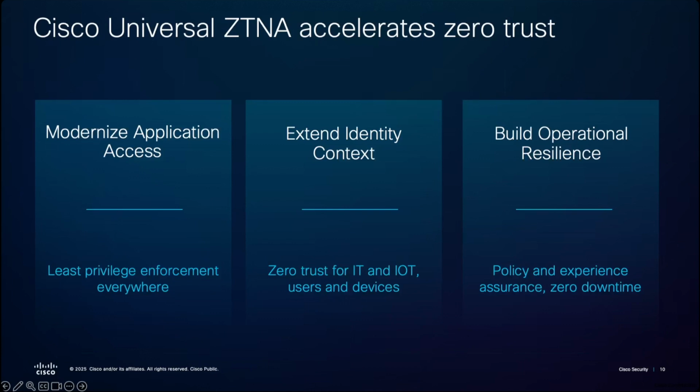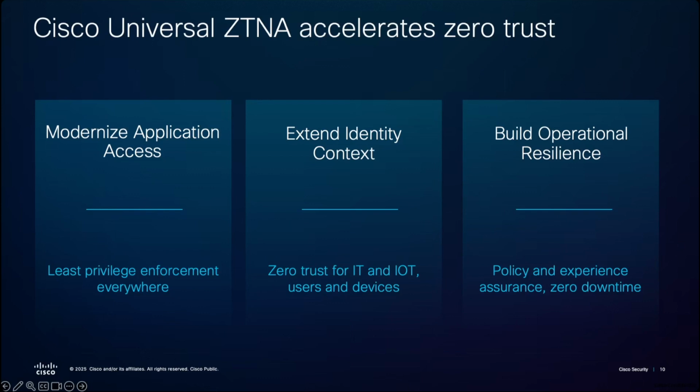Now, the second one is around extending identity context. As we think of identities, it's not just users who have identities, but also devices like IoT and OT devices, which have both users and devices. We have to be able to create and extend identity context across all of these things, meaning both users and devices, so that as the risk changes, we are able to update access policies and reach the enterprise-wide pieces as quickly as possible.